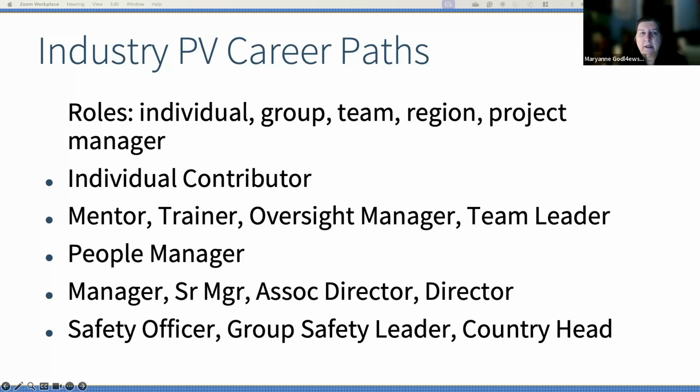Some of the titles are manager, senior manager, associate director. Like I have the safety officer title. There's also group safety leaders and country heads. The country heads in some countries are PharmDs, but mostly we have physicians who have a strong medical background, that they worked in medical practice for 10 or 15 years. And so they have patient care, direct patient care and prescribing experience.